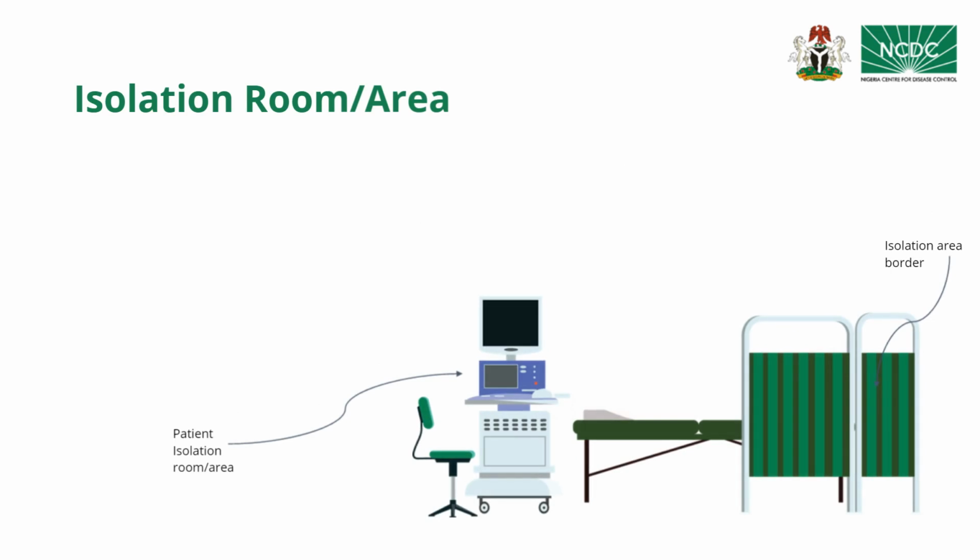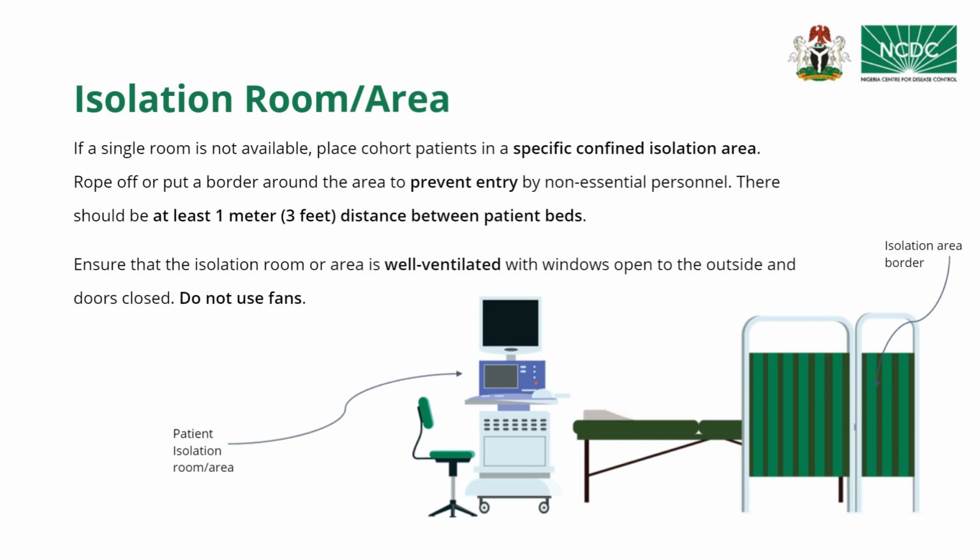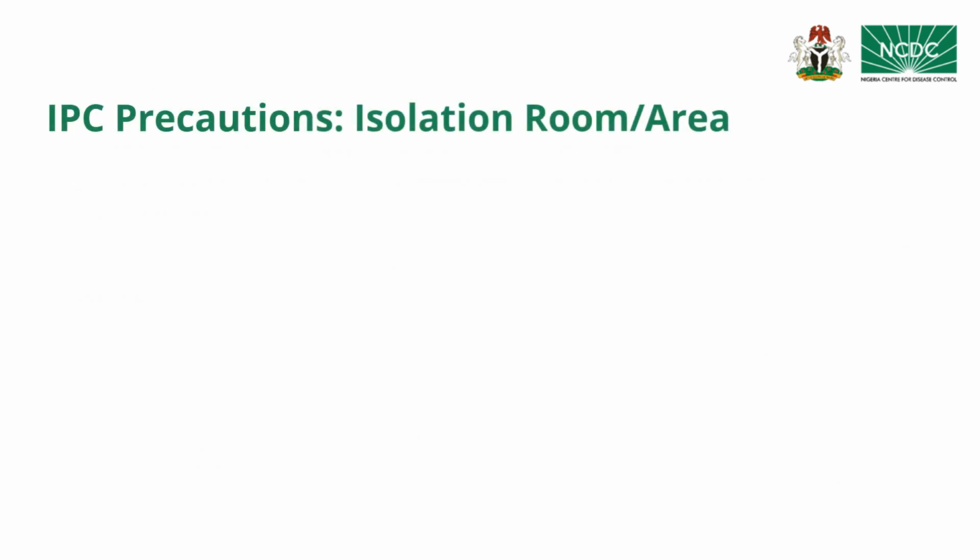If a single room is not available, place cohort patients in a specific confined isolation area. Rope off or put a border around the area to prevent entry by non-essential personnel. There should be at least 1 meter or 3 feet distance between patient beds. Ensure that the isolation room or area is well ventilated with windows open to the outside and doors closed. Do not use fans. The following are important IPC precautions that should be implemented for the isolation room or area.